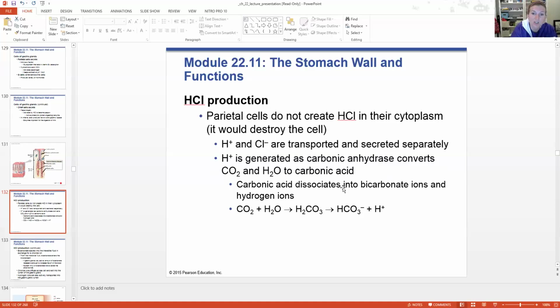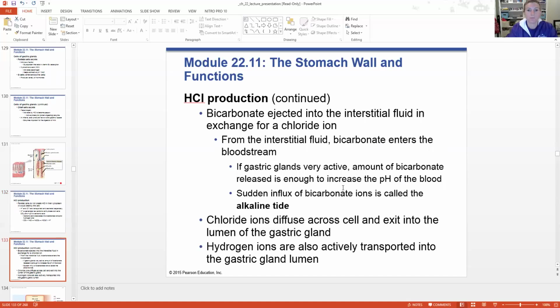So the hydrogen ions are generated from the carbonic anhydrase, combining carbon dioxide and water together, producing carbonic acid, which dissociates into bicarbonate and a hydrogen ion. And then, just like we had in the red blood cell, that bicarbonate ion is shifted for a chloride ion, and then it's secreted together through different transport mechanisms on the cell membrane. So you have the chloride shift, and then it's pushing it right back out. So the bicarbonate is ejected into the interstitial fluid in exchange for that chloride ion, that chloride shift that we mentioned before.